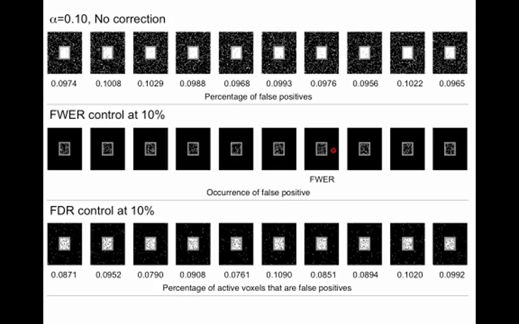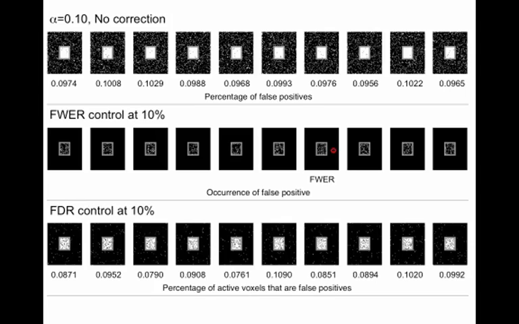Here, in the first row, we correct using an alpha equal to 0.10, but no multiple comparison correction. In this case, you'll see that we get a fair amount of the true activations, so we're able to detect a lot of the true activations. However, we have an awful lot of false positives outside of the square. And so, in general, we'll see the percentage of false positives below each image, and they're on average around 10%.